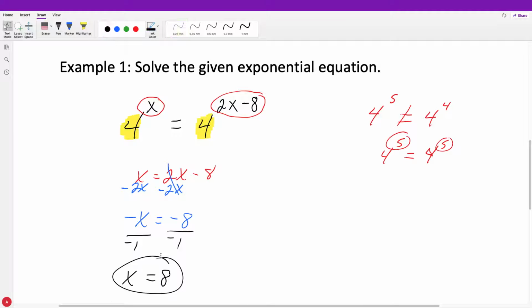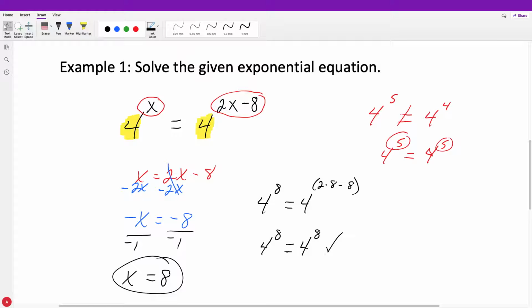And if I plug it back into my problem, I get 4 to the 8th power is equal to 4 to the 2 times 8 minus 8. Well, 2 times 8 is 16. 16 minus 8 is 8. So you see I still get 4 to the 8 is equal to 4 to the 8, which guarantees that they are going to be the same because it's the same base being raised to the same power.